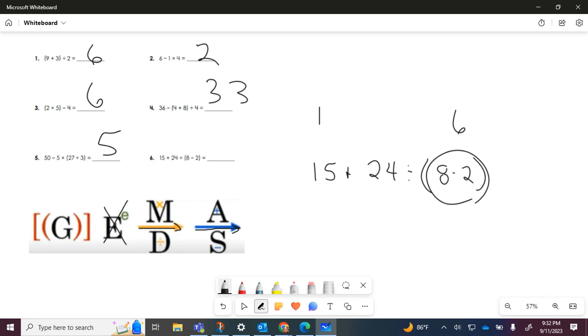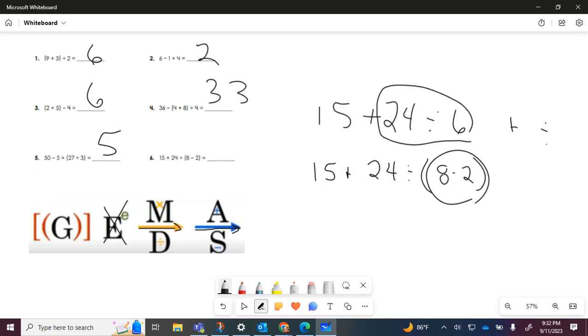I'm going to bring everything, push it up this time. Doesn't matter, as long as I keep everything that I need to work on still together. All right, so now I've got addition and I've got division. Division comes first.